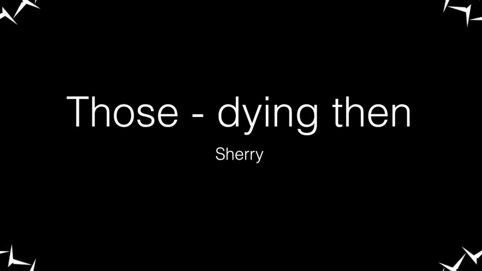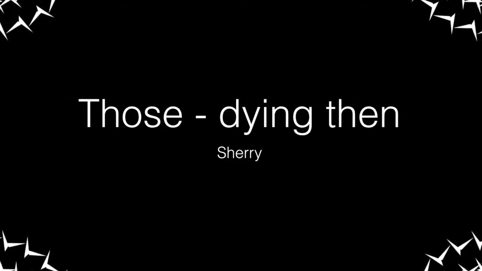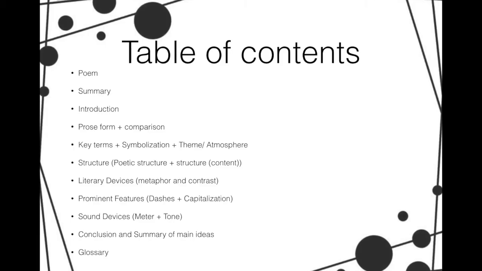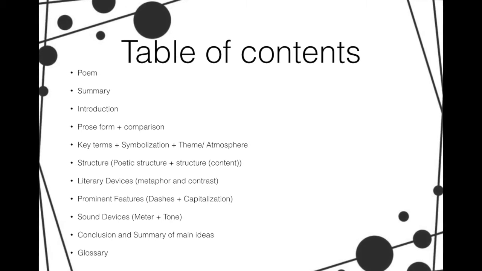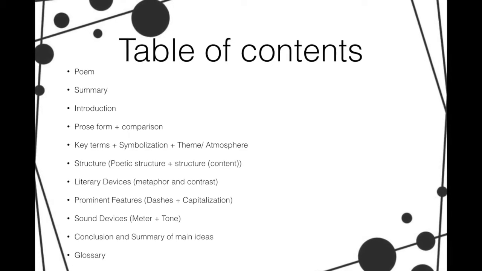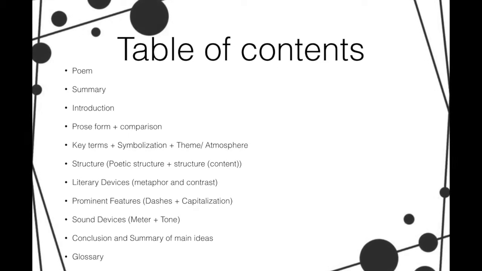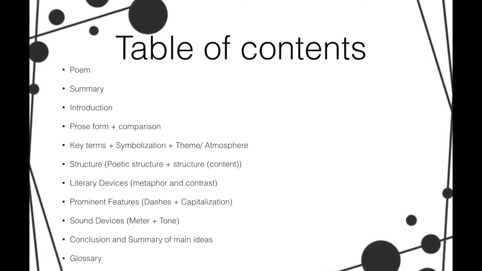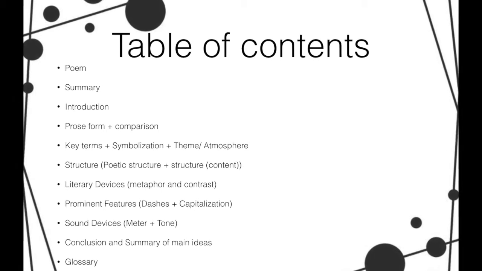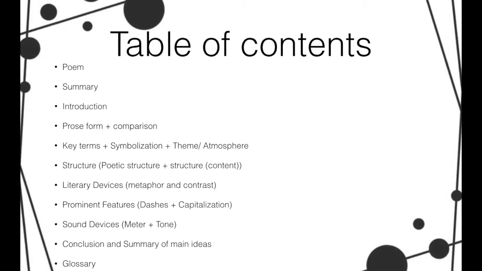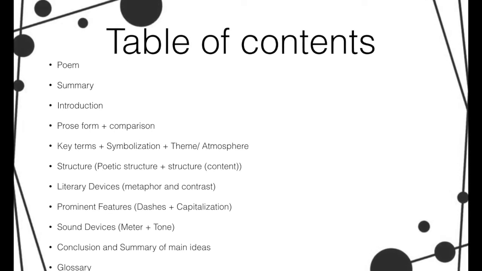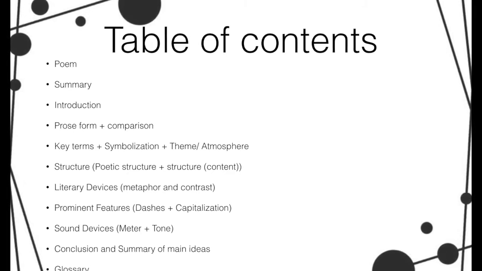So today I'm going to analyze the poem by Emily Dickinson, Those Dying Then. First, the table of contents. I'm going to first read the poem and summarize it, and then give a brief introduction about the poem, and also I'm going to share the prose form of this poem, and next I'm going to analyze the key terms and then structure, literary devices, prominent features, sound devices, conclusion, and summary of main ideas, and last glossary.